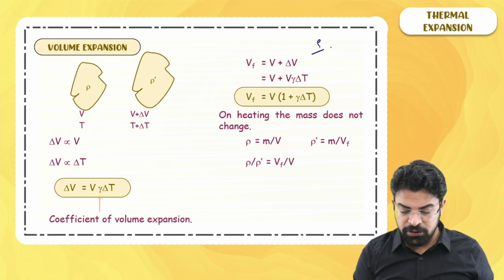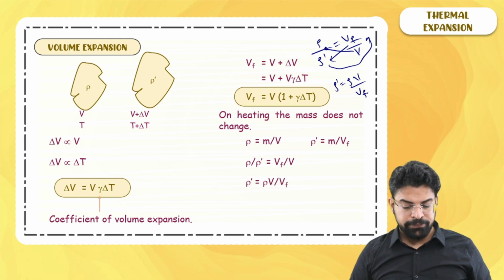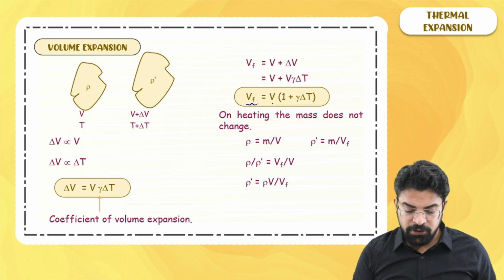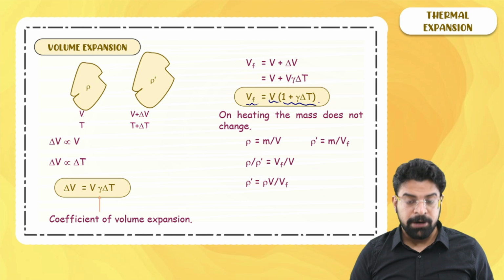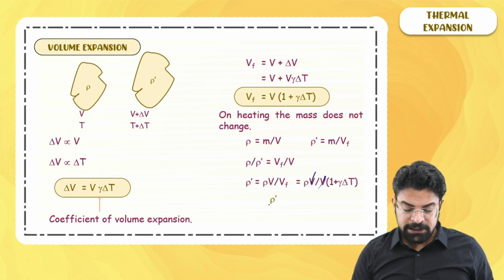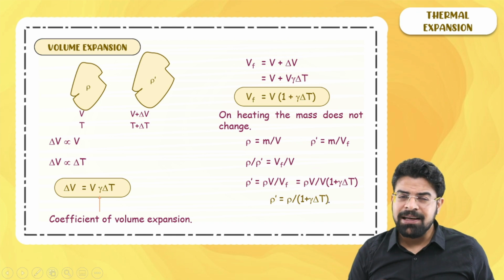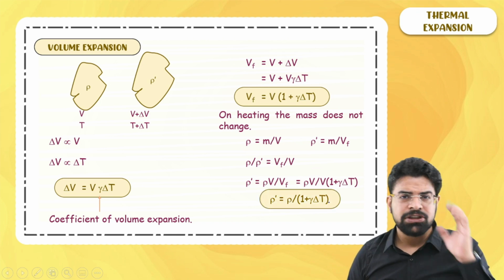So since you know that rho by rho dash equals Vf by V, bring the rho dash up here and this V up here and this Vf down here. So you get rho dash equals rho into V by the final volume. Now we know that the final volume equals initial volume into (1 plus gamma delta T). Substitute it here and then cancel out V and V. So you can say that the final density after heating equals initial density upon (1 plus gamma delta T). And isn't it obvious? Since mass is constant, yes.